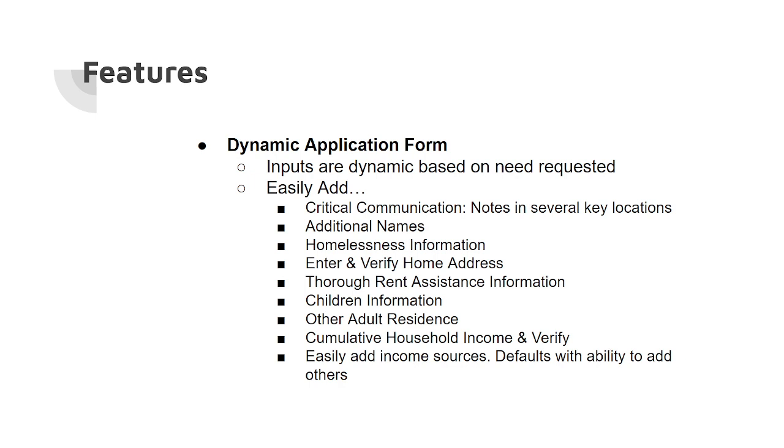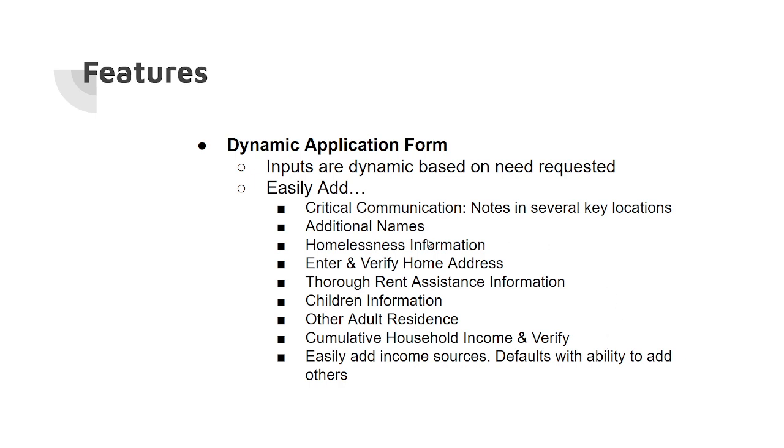So the form is dynamic, meaning that the inputs are based on the need requested to avoid clutter or redundant information that's not really necessary when an interviewer is filling the form out for an applicant. You can easily add critical communication. What I mean by that is that there are several spots where people have given feedback that there's some confusion about certain areas, so we left text areas where we could leave notes that are attached to those sections and they're easily viewable, which I'll show you shortly.